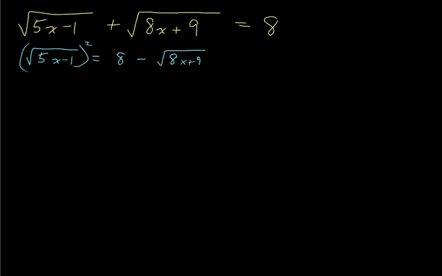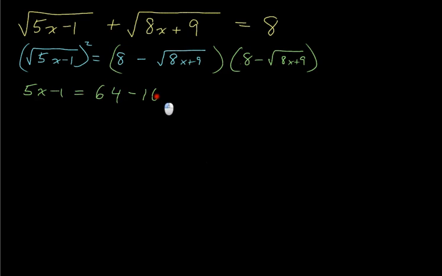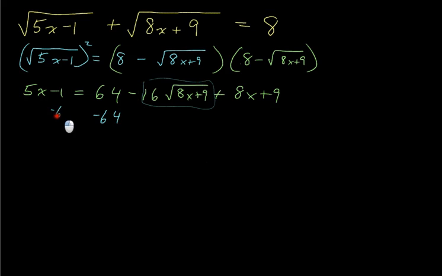So this side we just have 5x minus 1. The other side we have to do FOIL. So 8 minus root 8x plus 9, squared. 8 times 8 is 64. 8 times root makes 16 times root. And root times root is just 8x plus 9. Now we want to get this root by itself, so we subtract 64, subtract 8x, and subtract 9.